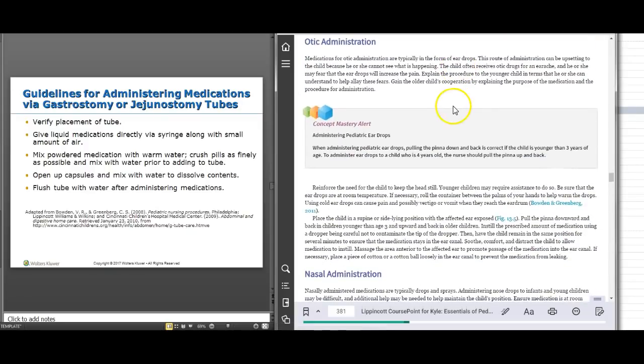All right, otic administration. There is one little nuance I want you to remember about this. Kids get a lot of eardrops for swimmer's ear and for perforated eardrums. So you will be doing some teaching to teach parents how to do these eardrops at home. So remember the age of 3. If they are younger than 3, you pull the outside of the ear down and back. If they're over 3, you pull it up and back, and that straightens out the ear canal, whichever way it needs to be straightened, in order to get that medication where it needs to be. So remember that little concept mastery alert there.